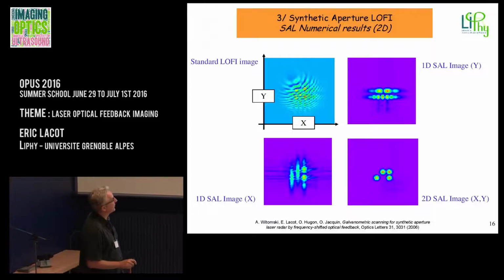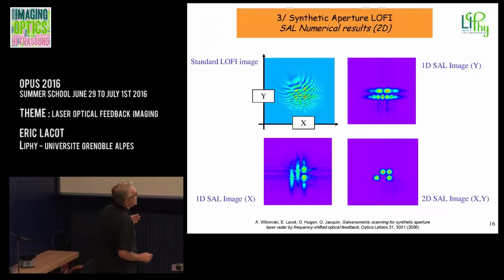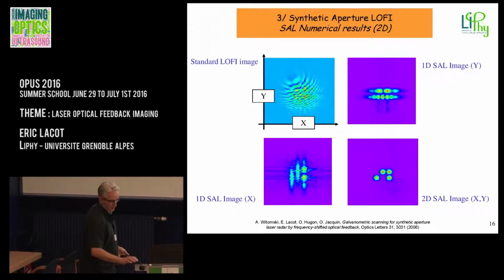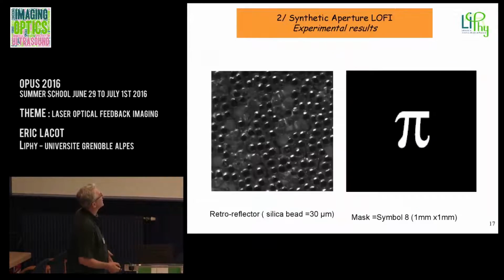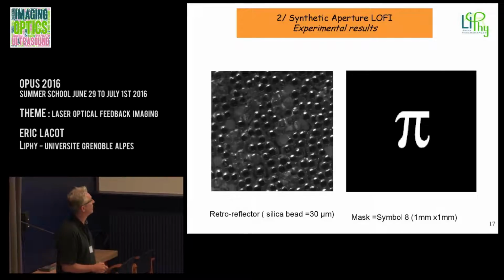Also, you can observe the interference fringes here between these two sources. Here, the interference fringes between these two sources. And here, no interference due to the fact that there is only one source. So the synthetic aperture image consists in extracting information from the interference fringes which are shown here. The second example here is an experimental verification of the fact that it is possible to extract a synthetic aperture image from the LOFI interferometer.